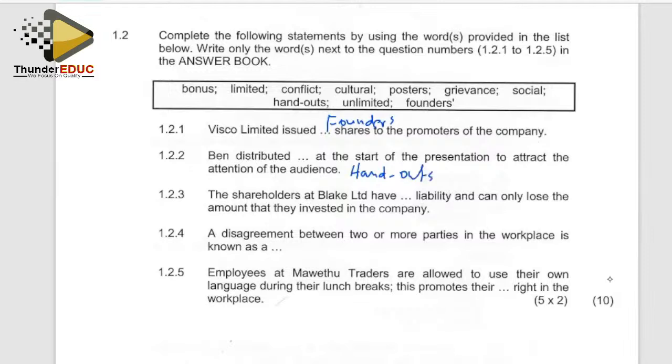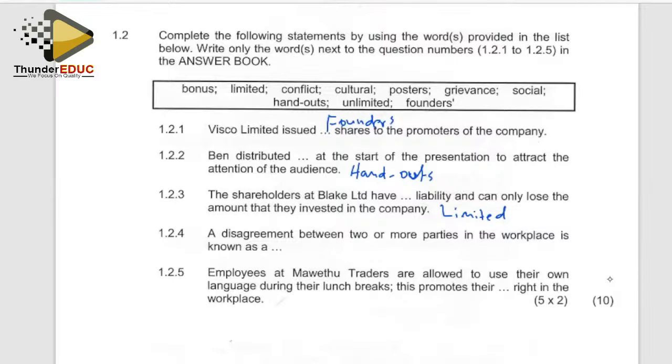Okay, right. So now let's move on to another question, which is 1.2.3. The shareholders at Blake Ltd have DASH Limited and can only lose the amount that they invested in the company. So it means that our appropriate answer in this regard is going to be limited, because the moment the company goes insolvent, it means that the personal belongings of the business are totally separate from the ones of the owner.